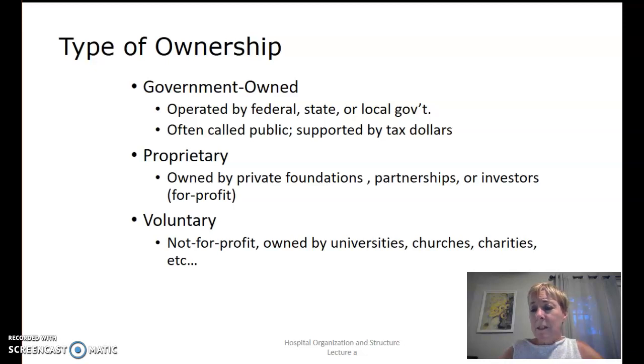Proprietary hospital means they're owned by a private foundation, a partnership, or investors. So think about it, a proprietary hospital would be like St. Jude's Children's Hospital. That is owned by a private foundation. A voluntary hospital is not for profit. It's owned by universities, churches, and charities. St. Jude's could also be a voluntary, depending on how the funding comes from it, donation or foundation. So voluntary hospitals could be owned by universities. They're there because of the education.